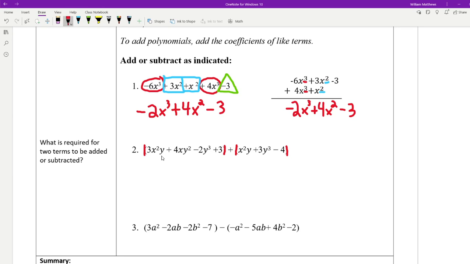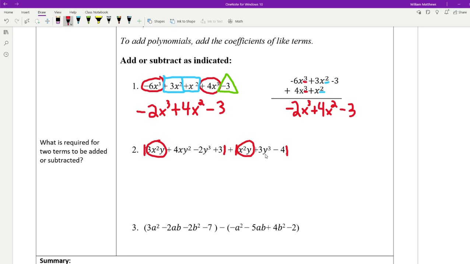So in this case, I need to mark down terms that are the same. Our highest x power, because alphabetically that is the first letter, is x squared. It is x squared y. So we need to make sure that we combine all x squared y terms. This is x y squared, so that is a different term. This is y cubed, it does not have an x, so that is an unlike term, and that is a constant 3. The next like term is in the other parentheses.